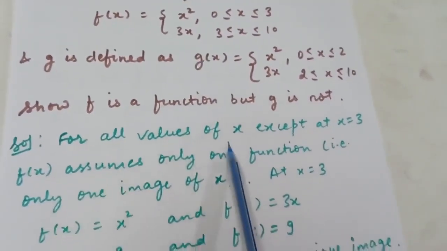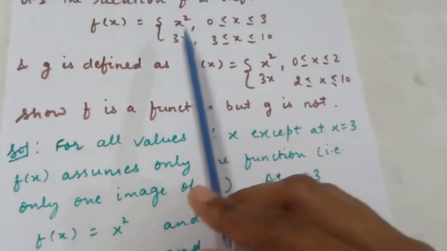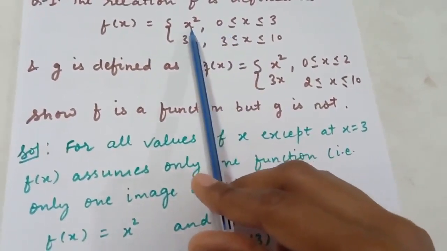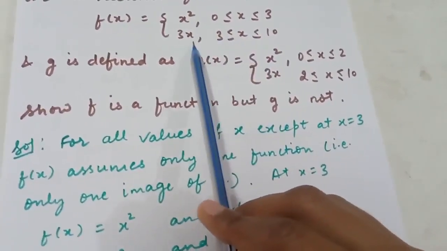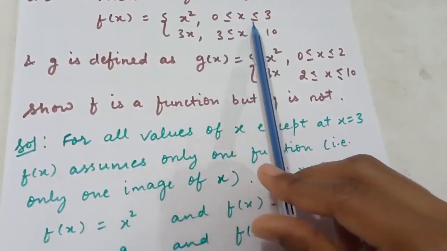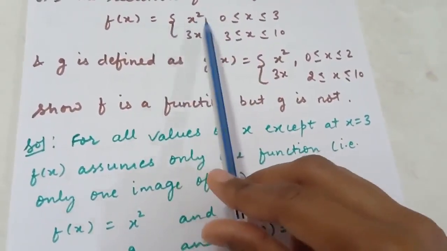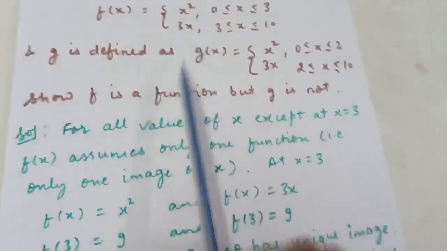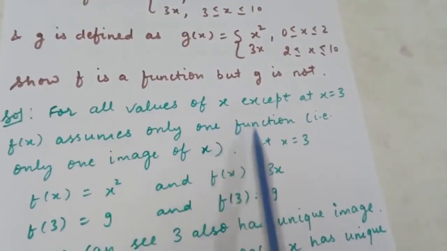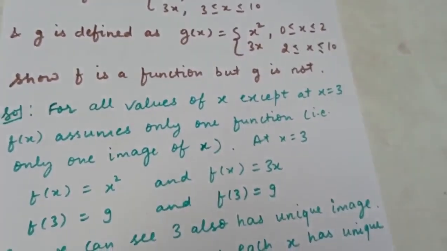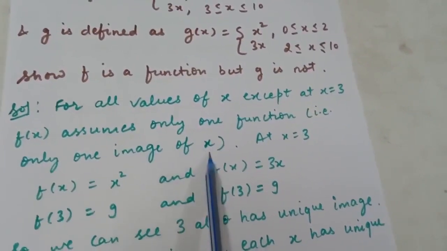So for all values of x except at x equal to 3, f(x) assumes only one value. As we can see, at x equal to 0, the function will be x square. x equal to 4 will lie in this interval, so the function will be 3x. But we can see at 3, equality is here also. So at 3, f(x) will assume two values, x square and 3x, right? So for all values of x except at x equal to 3, f(x) assumes only one value. If f(x) assumes only one value, so that is only one image of x.